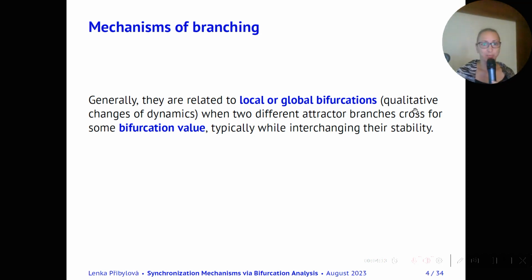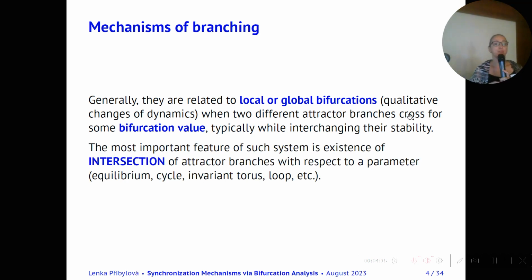So this is one possible mechanism, and the most important feature of such systems is existence of the intersection. So usually, and I will show some examples of branches of equilibria because it's the most easy case, but of course it can be a branch of cycles, a branch of some invariant set, other chaotic attractor, something like that.